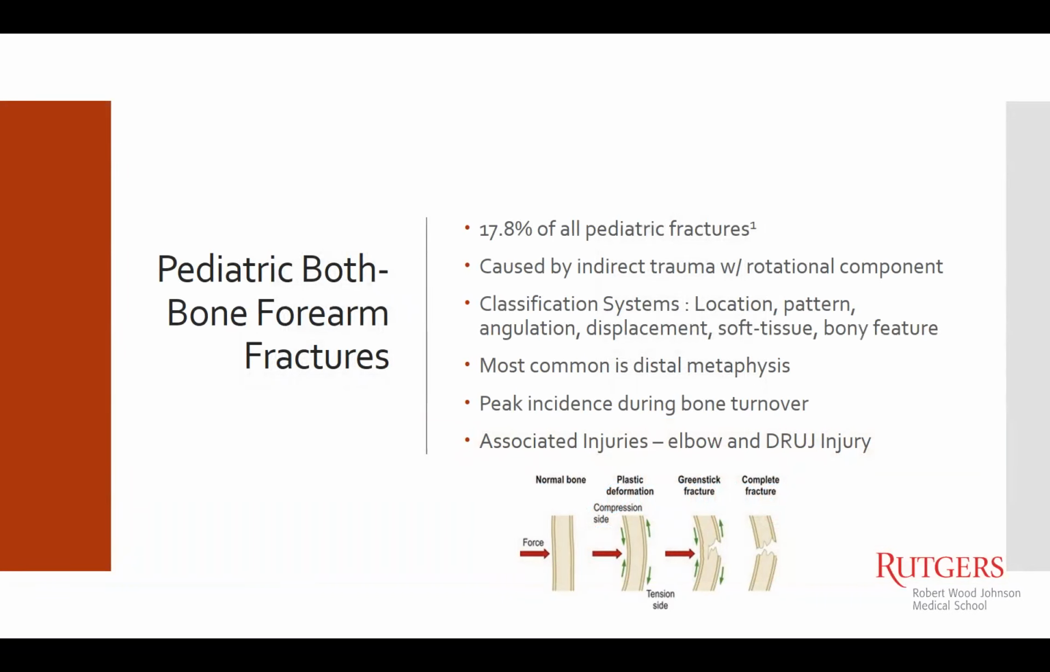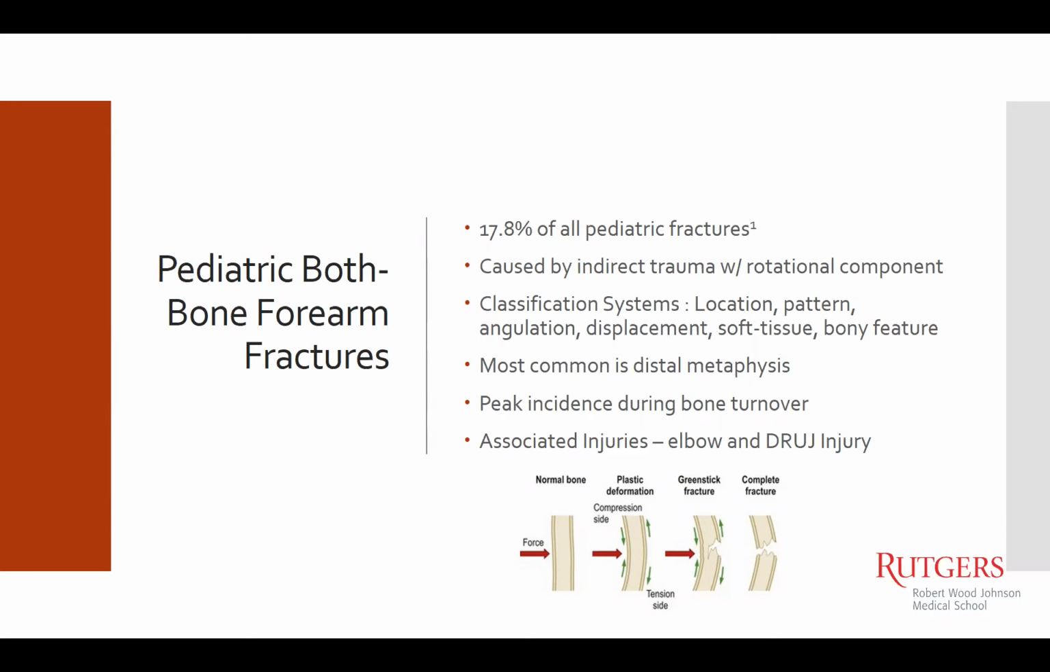The literature is variable here, but forearm fractures account for up to 18% of all pediatric fractures. The mechanisms are most commonly indirect trauma as opposed to direct trauma, and they often have rotational components. Like this case, falls on an outstretched arm are very, very common. You'd want to look into classification systems through a systematic approach. The most common anatomic location for pediatric forearm fractures is distal metaphysis. Distal forearm fractures account for 75%. 20% of the time it's a mid-shaft fracture, another 4% of the time it's proximal segments.